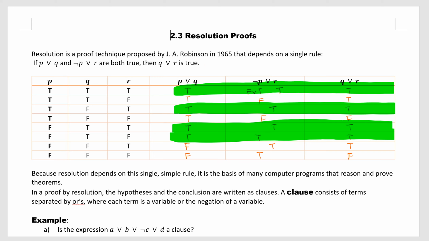Because resolution depends on this single simple rule, it is the basis of many computer programs that reason and prove theorems. In a proof by resolution, the hypothesis and the conclusion are written as clauses. A clause consists of terms separated by ors, where each term is a variable or the negation of a variable. So in a clause, you only see 2 logic symbols: the not and the or. Only 2 logic symbols. You're not supposed to see other logic symbols like and or implies.